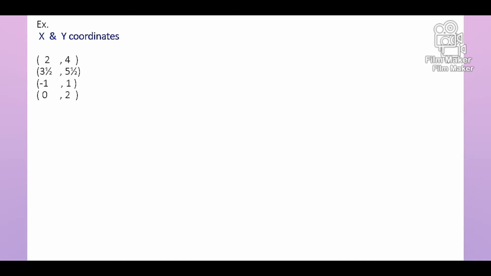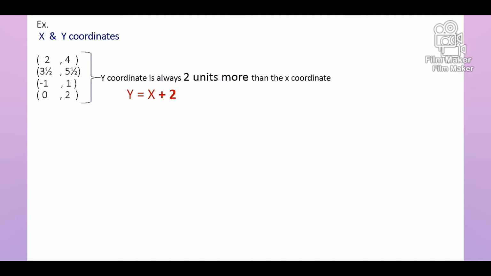Alright. We have another example. The x and y coordinates are given here: (2, 4), (3½, 5½), (-1, 1) and (0, 2). With this we will write an equation. How do we write it? Here you will see that the y coordinate is always 2 units more than the x coordinate. So when we add 2 to x, you get the value for y. So we can write the equation y equals x plus 2. Alright, we'll discuss further.